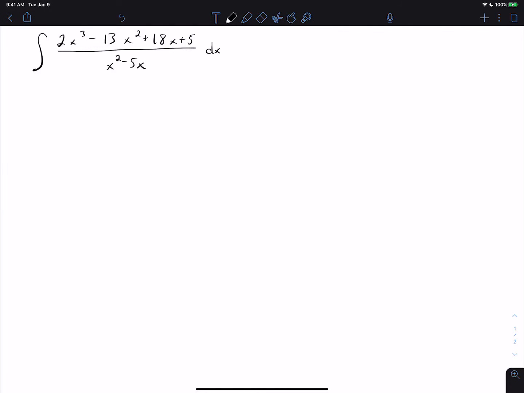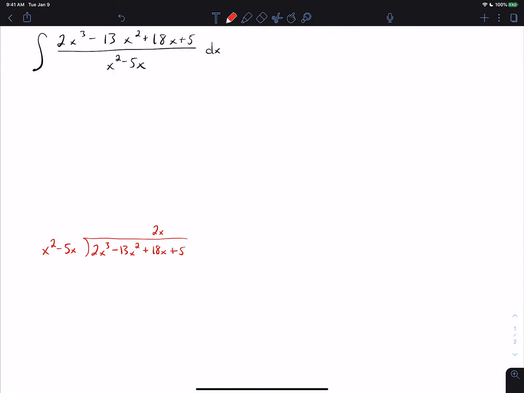So when that happens, typically what we do is we do long division, where we divide the denominator into the numerator. So I'm going to do that in red, and we're going to do that down here and take x squared minus 5x into the entire numerator, 2x cubed minus 13x squared plus 18x plus 5. To do that, we think, what do you multiply x squared by to get 2x cubed? That's 2x, and we line up the powers of x.